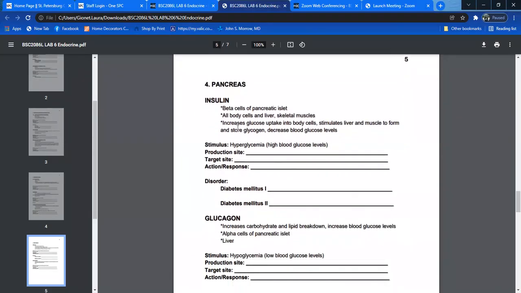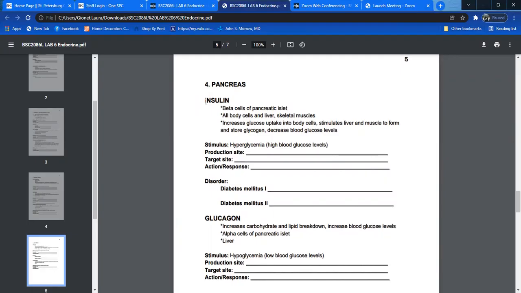Okay, then we move on to the pancreas. The pancreas is a dual function organ. The majority of it has acinar cells that function in the digestive system to produce different enzymes and bicarbonate that are going to be used when we cover the digestive system.